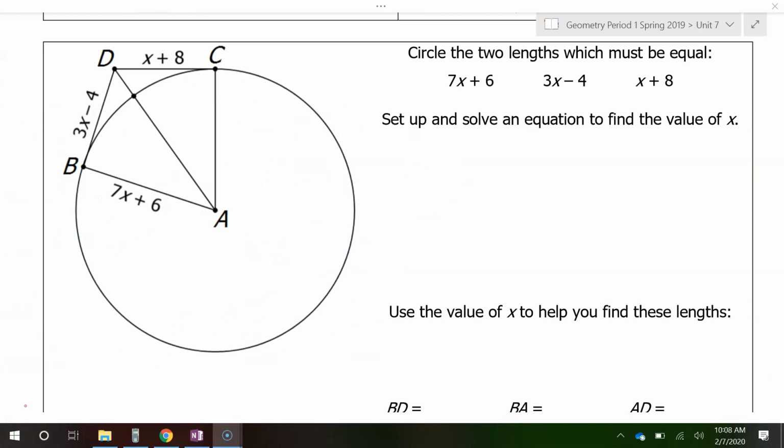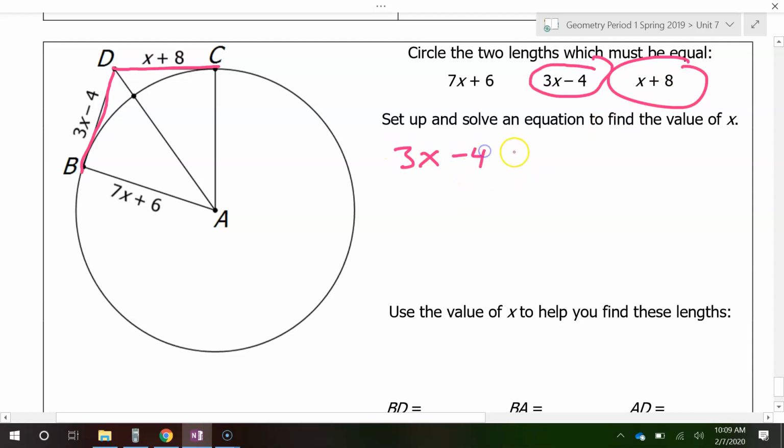All right. So in this problem, circle the two lengths that must be equal. Catherine, which two lengths did you suppose were going to be equal? Correct. All right. When you have two tangent segments coming from the same point, they are equal. So correct. The 3x minus 4 and the x plus 8 are going to be equal. So then that means 3x minus 4 is going to equal x plus 8.